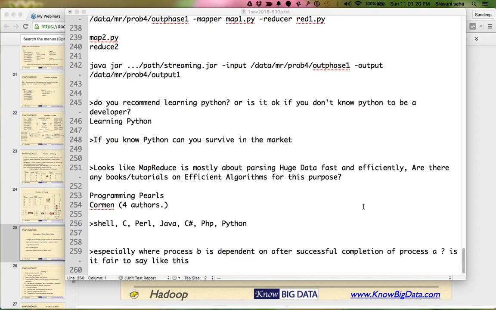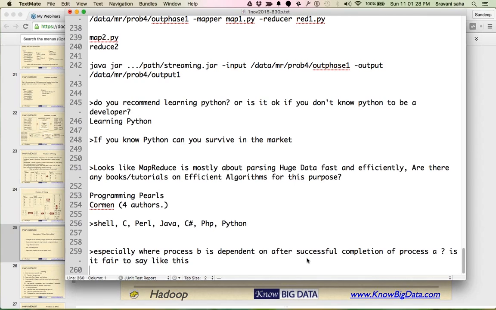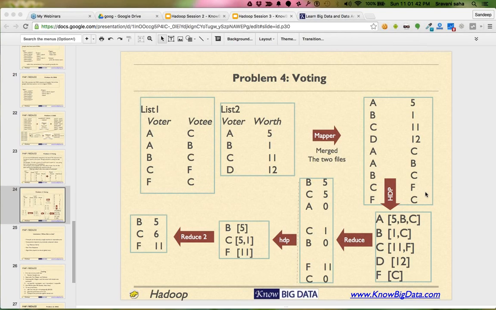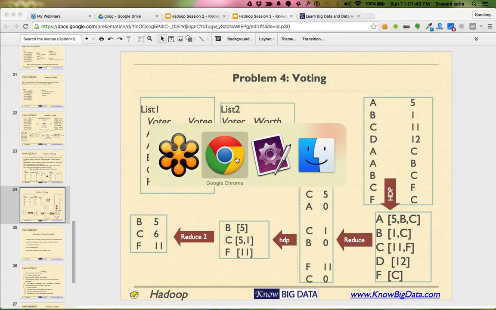Now, Bala's question is, especially where process B is dependent on after successful completion of process A. Yeah, some sort of like this. Now imagine this, in this list, if computation of this key was dependent on this, computation of this was dependent on this, and so on. In those cases, we cannot use MapReduce.